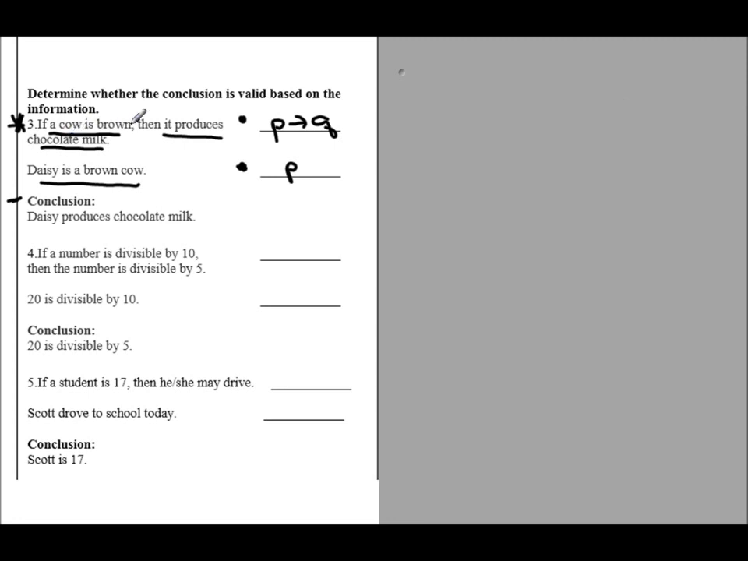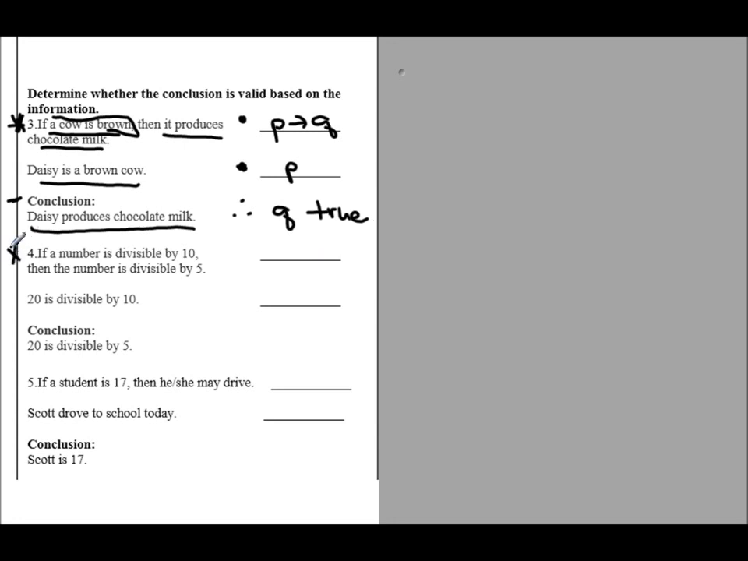So we said that if a cow is brown, that's our hypothesis. It produces chocolate milk, that's our conclusion. And then the next statement we said Daisy is a brown cow. So that refers to our cow who is brown. That's referring to our hypothesis. Our conclusion says that because Daisy is a brown cow, Daisy produces chocolate milk. And that directly is referring to the conclusion, produces chocolate milk. So we have a Q, which is true. So because this follows P then Q, given P, conclusion Q, the conclusion is true based on the Law of Detachment.